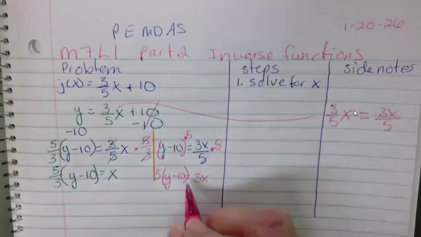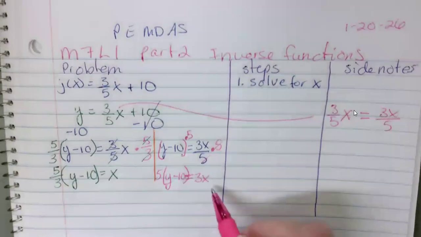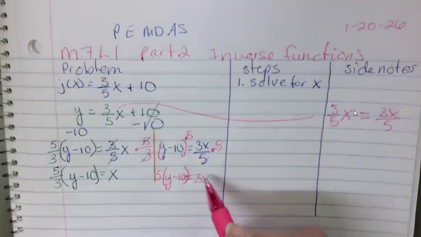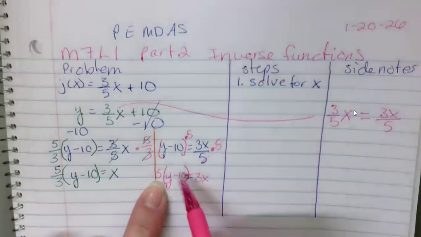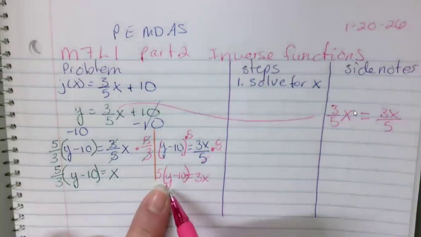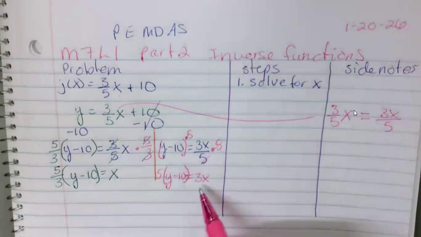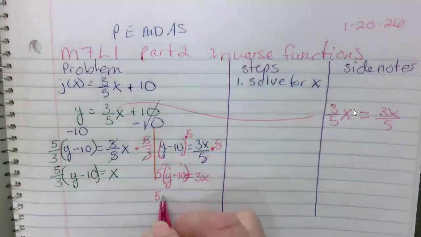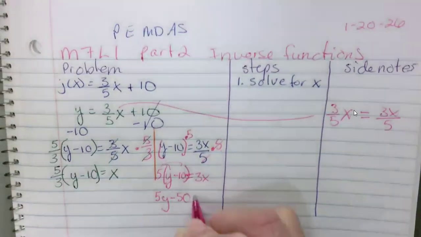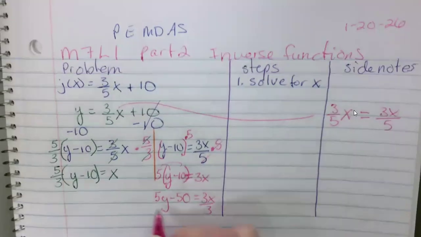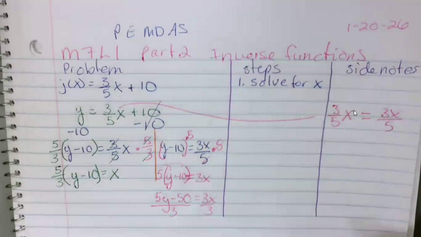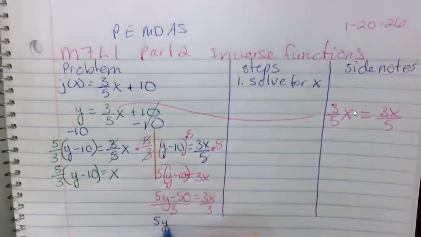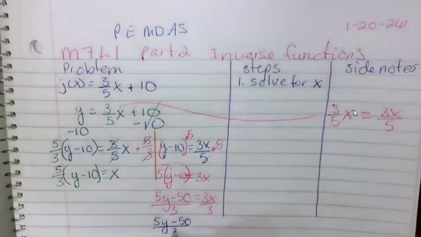Now, to get my x alone, the next thing I'm going to do is divide by 3. But in every single class today, everybody wanted to multiply the 5 into here first. And we can absolutely do that, but it's not going to help us get the x alone. So I will do it though, because that's where your brain goes. So we'll distribute this. 5y - 50 equals 3x. And now we're going to divide by 3, and we're going to divide this whole thing by 3. So we end up with 5y - 50 over 3 equals x.